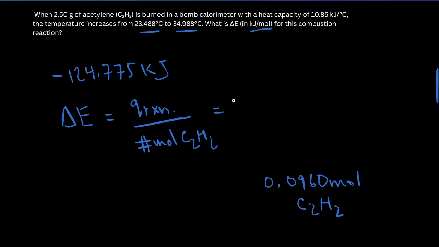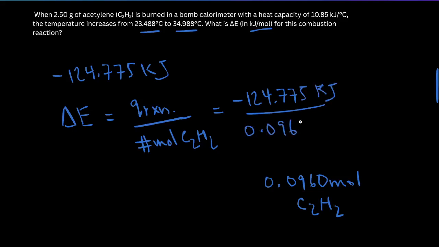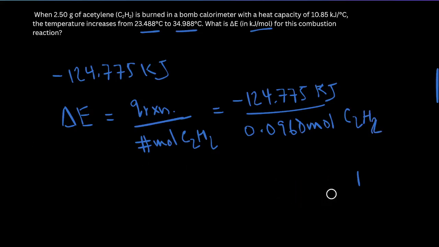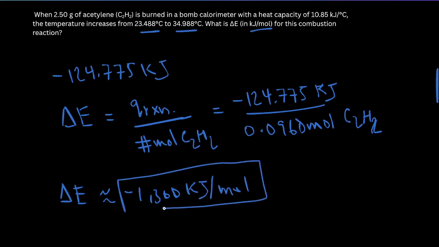And so this is just going to be negative 124.775 kilojoules divided by 0.0960 moles of acetylene. And so that is then just going to give us our answer. Our delta E is going to be approximately negative 1,300 kilojoules per mole. And this then is going to be our change in internal energy for this combustion reaction.